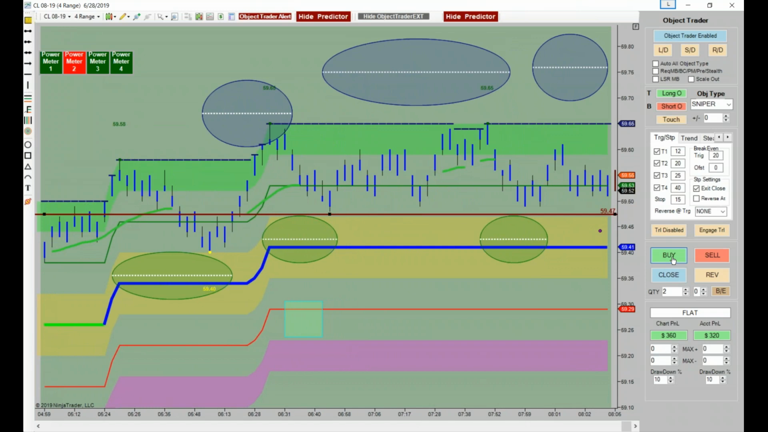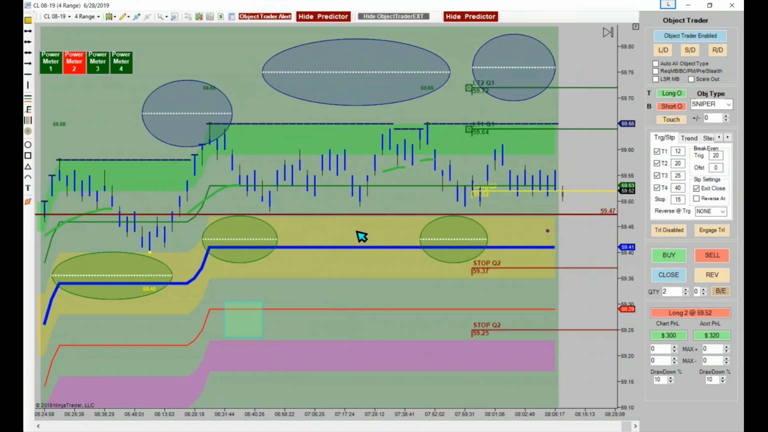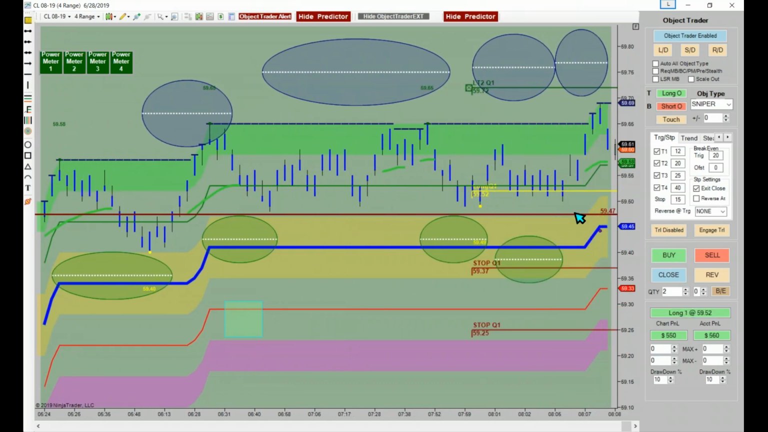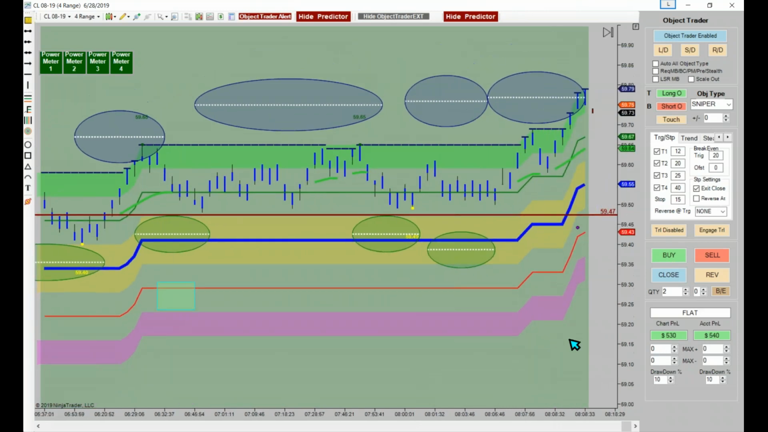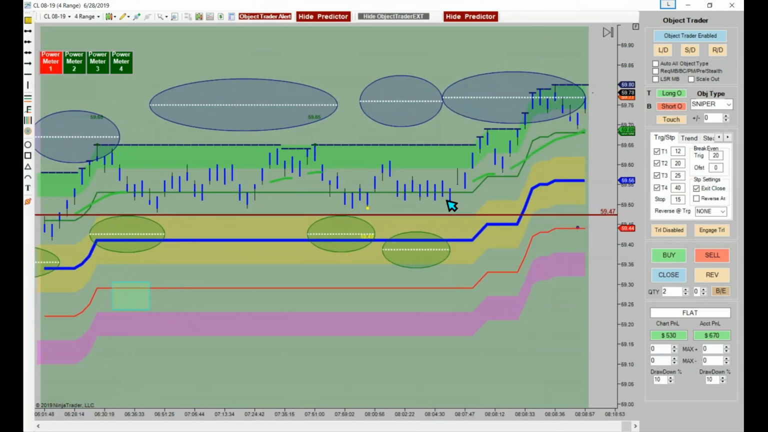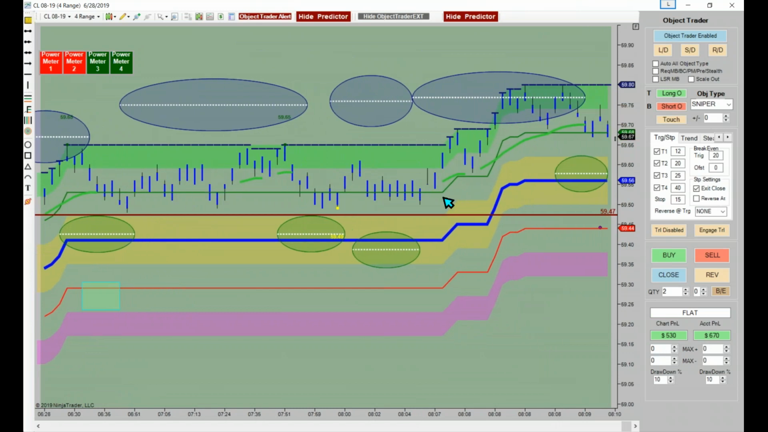That's another good area, by the way. I'd probably just buy that puppy. See it? Came down. That was a higher low. I think I called that trade in the room on Friday too. That was an oil trade.